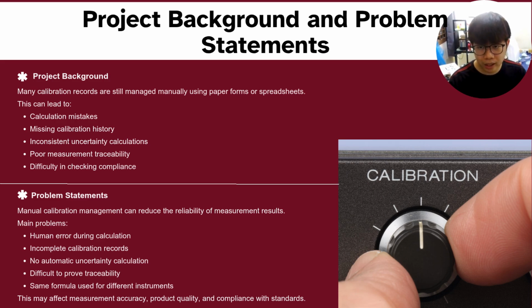The main issues include human error during calculations, incomplete records, the absence of automatic uncertainty calculations, and the flawed practice of using the exact same formula for completely different instruments. Ultimately, this affects measurement accuracy, product quality, and standard compliance.